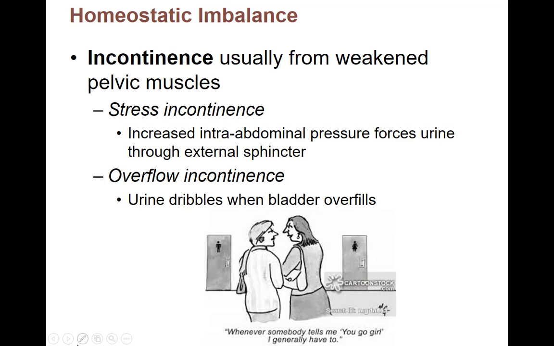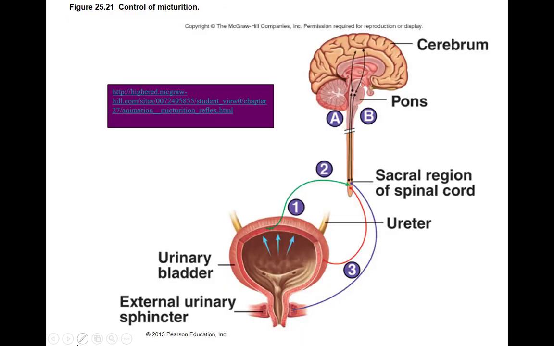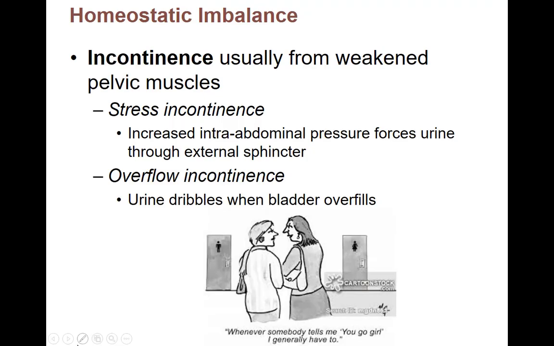Now, some things that can happen then is incontinence. It means you can't hold it, so you're going to urinate when you don't want to urinate. Usually it's from some type of weakened pelvic muscles. We might be able to control the external urinary sphincter, but the muscles on either side, on the floor of your pelvis, are weak. So even if you squeeze the external urinary sphincter, everything else is kind of loose and stretched, and you might not be able to hold it all in.